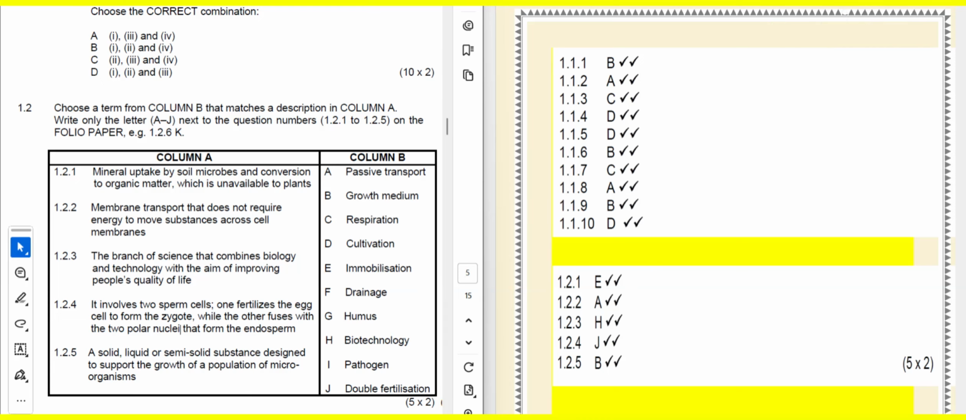1.2.2. Membrane transport that does not require energy to move substances across cell membranes. Karabo, what is the answer? Letter A. This refers to passive transport. Correct.